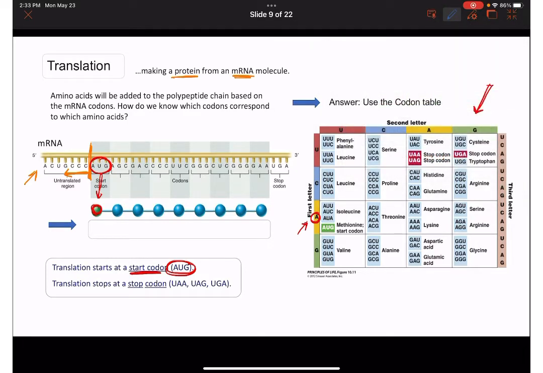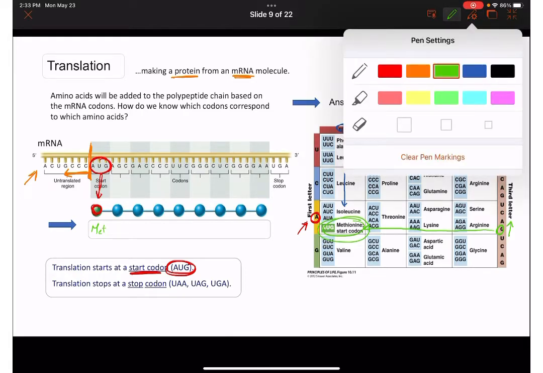Then you go up top to the second letter, and here's U. So that takes us down here. And then you go to the third letter, and the third letter is G. So that directs us right there. So our first amino acid that we're going to add is going to be methionine.